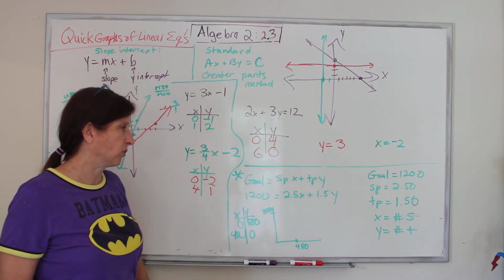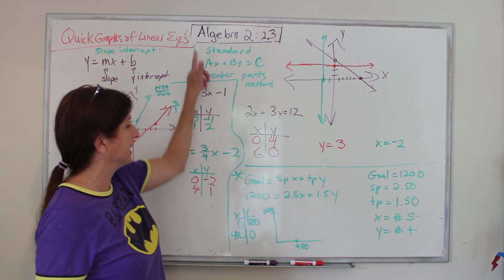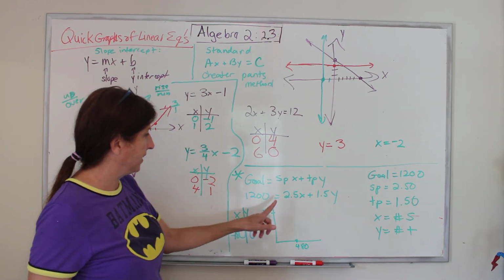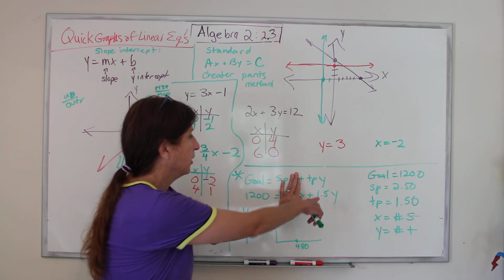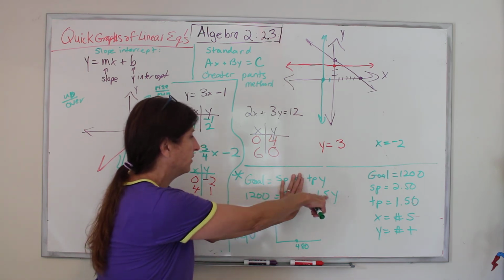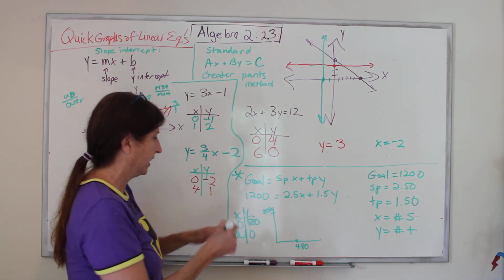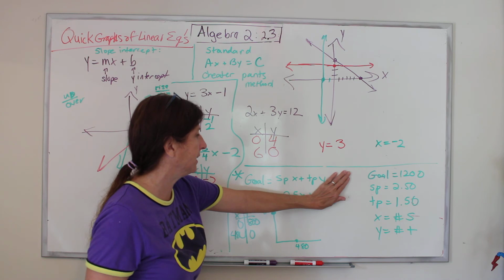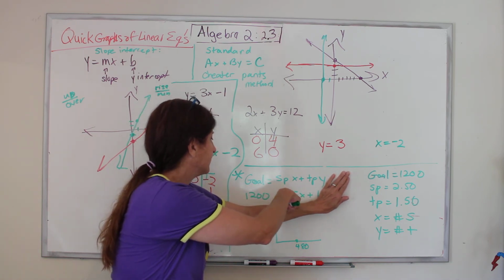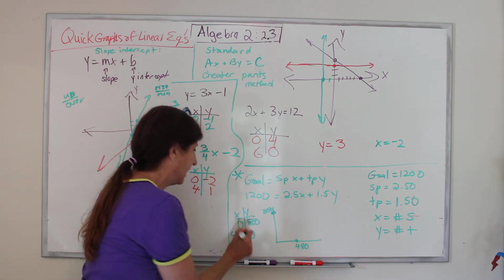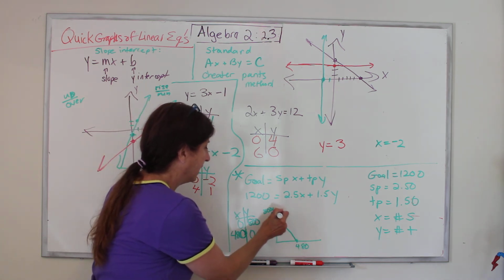And then they wanted us to graph it. Well, this is in standard form, so I used cheater pants, and I said that if x is 0, then y is 1,200 divided by 1.5, which is 800, and I'm going to put a dot there. Then I go the other way and say, well, if y is 0, then x is 1,200 divided by 2.5, and that is 480, and I put a dot, and I draw a line.